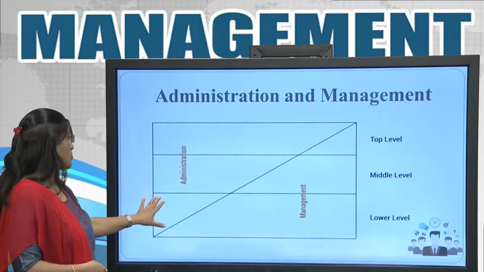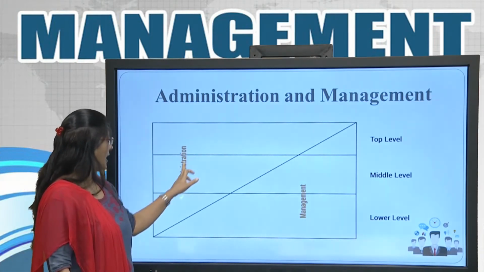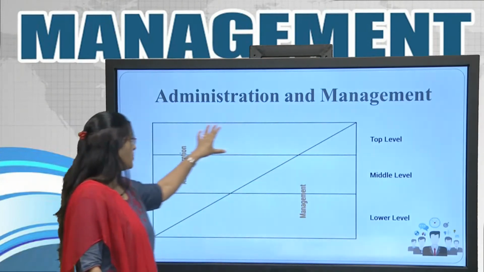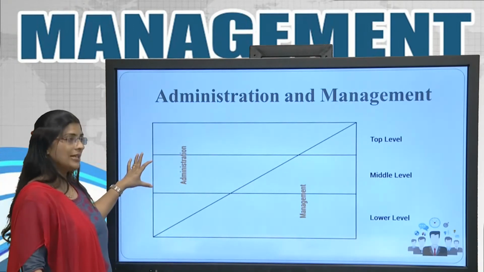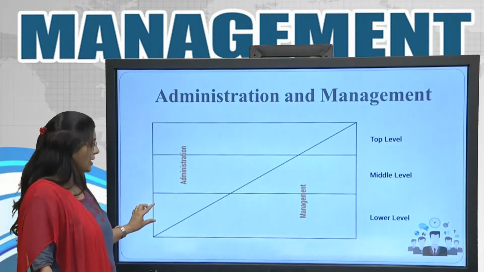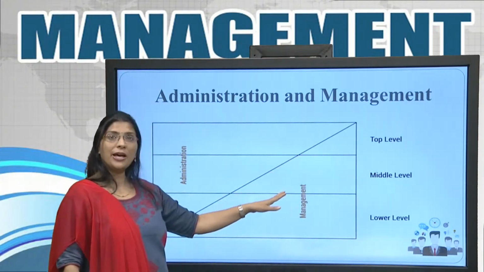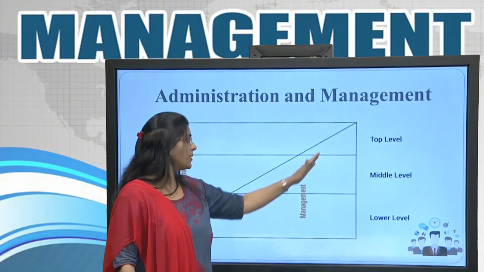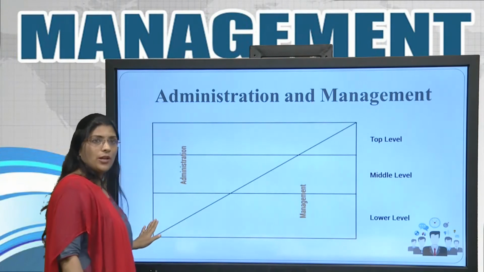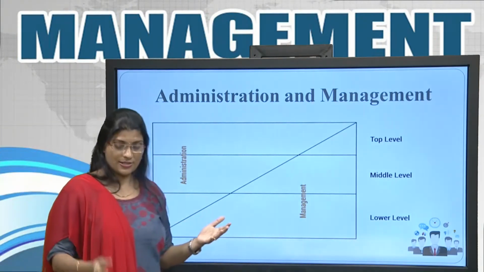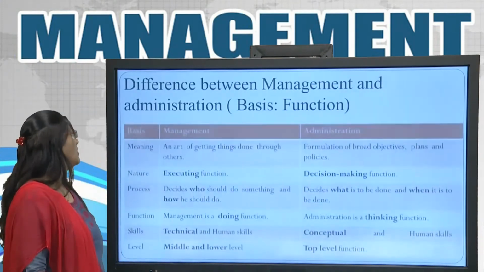First, look at this picture. We can see that at the top level the administration part is the largest, at the middle level it is somewhat less, and at the lower level it is even less. In a similar manner, in the management column, the management part is less at the top and sequentially increases toward the lower levels of management. What exactly is it? Through the definition I will make you understand.